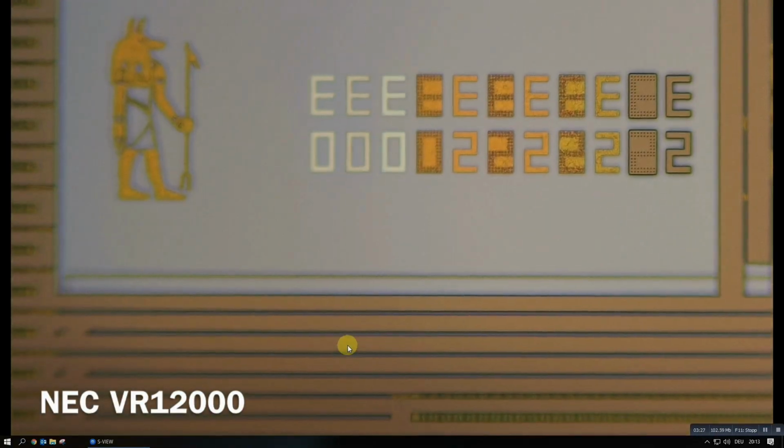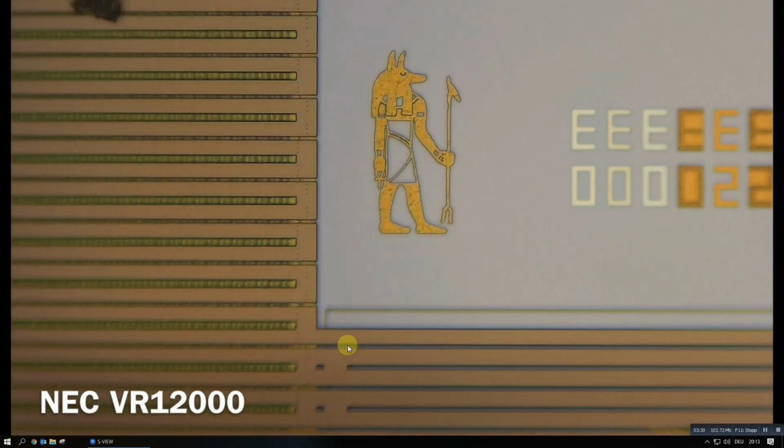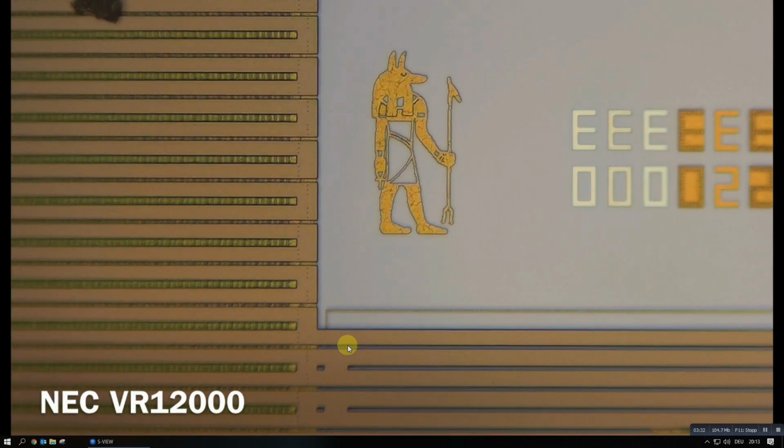So what else do we have here? A little bit down I found a holy Egypt figure, Anubis, the god and guard of the dead in the underworld. Nice art with accurate details. So each R12K CPU has its own guardian for the underworld after getting trashed.